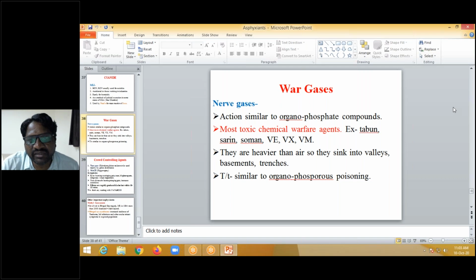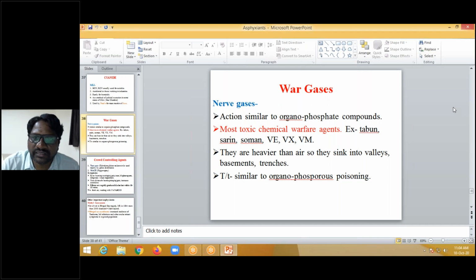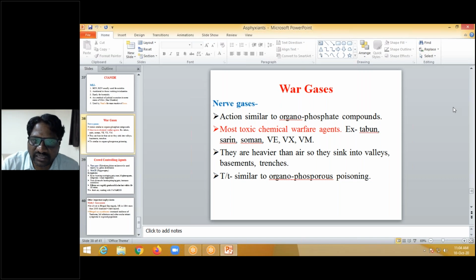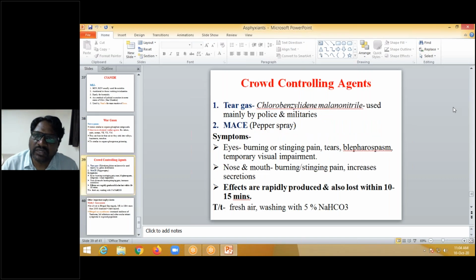These gases are heavier than air, so they sink into the valleys, basements, and trenches where the enemies have their shelters. They will spray this gas, and it will settle and sink into the valleys, and these people will be killed. Treatment is similar to organophosphorus poisoning: atropine, remove the person from the exposure, and then organophosphate poisoning treatment like atropine and reactivators, isn't it? So that is war gases.